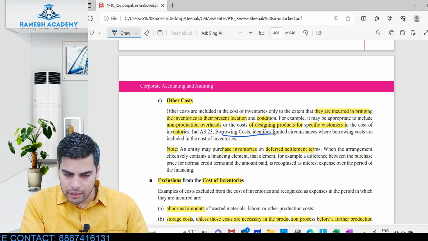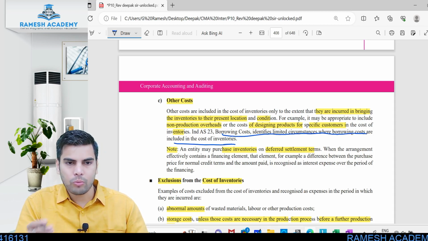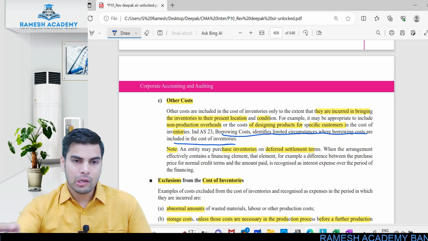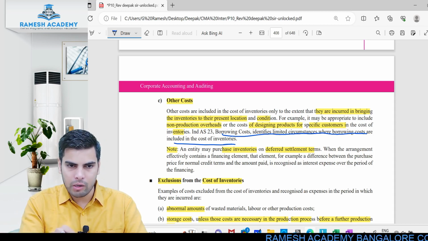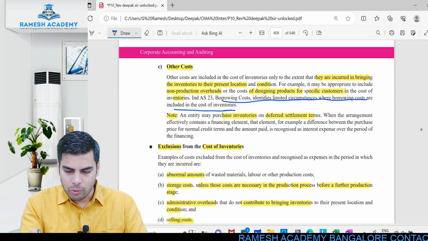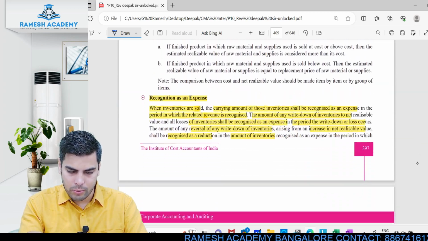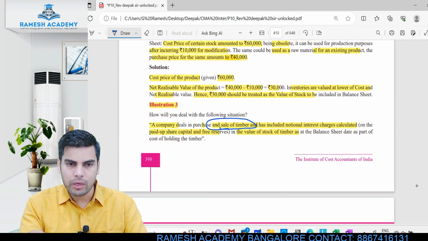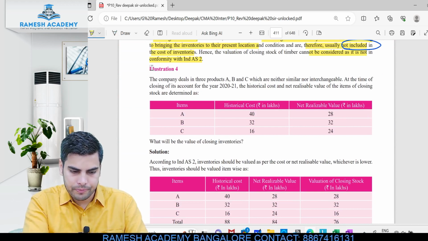Look at this. Ind AS 23, Borrowing Costs, identifies limited circumstances where borrowing costs are included in the cost of inventory. So normally, borrowing cost does not form part of your cost of inventory. Only in limited circumstances, which are explained in Indian Accounting Standard 23, it does. We already discussed this point, right? So this illustration 3 is based on that point. Now let's look into illustration number 4.